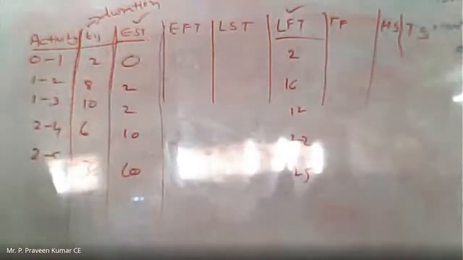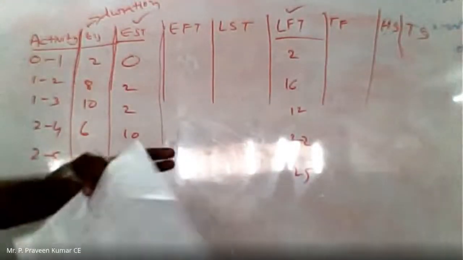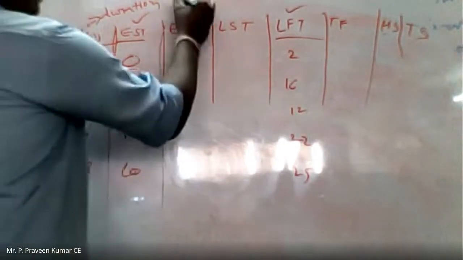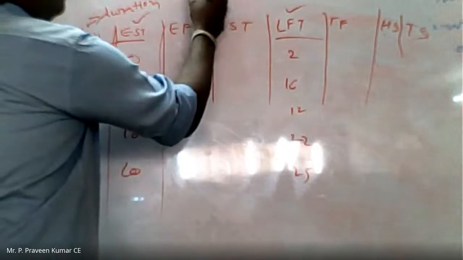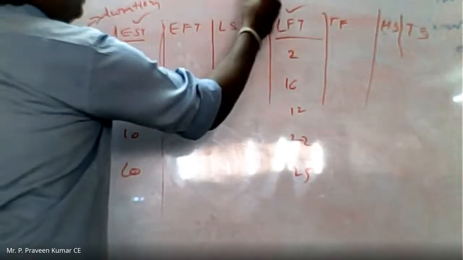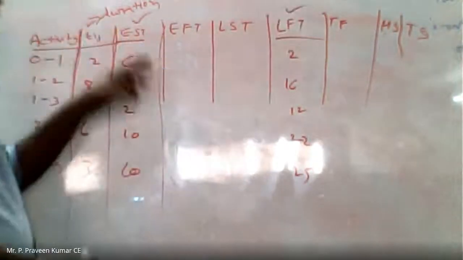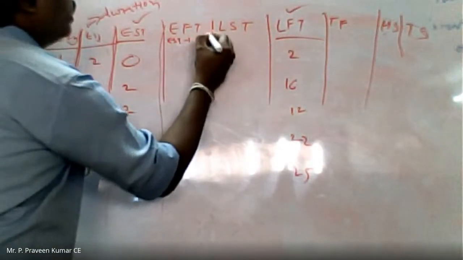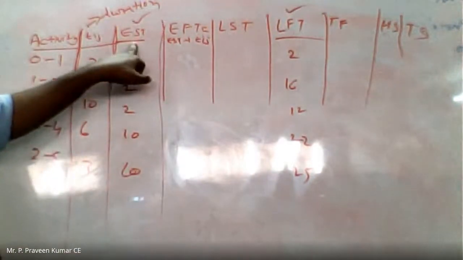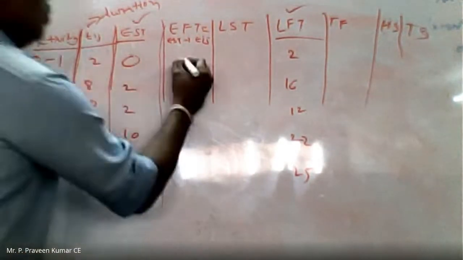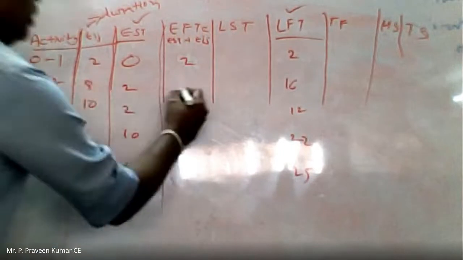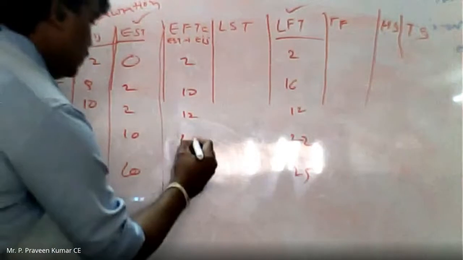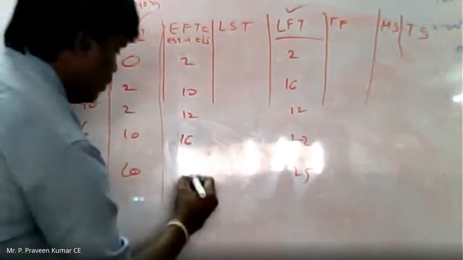What is this EFT? EFT is nothing but EST plus TIJ. EFT equals EST plus TIJ. Now, what is EST? 0. 0 plus 2, 2. 2 plus 8, 10. 2 plus 10, 12. 10 plus 6, 16. 10 plus 3, 13.